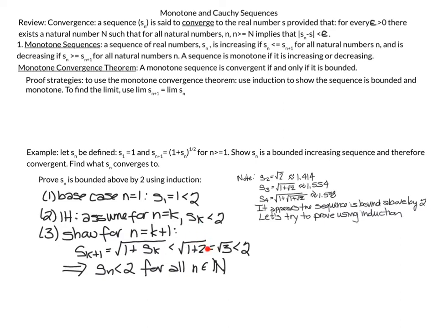And so 1 plus square root of 2 is equal to square root of 3, which is less than 2. So S of n is less than 2 for all n natural numbers. So that was actually not too bad. It seemed like it was going to be something horrible, but it wasn't.